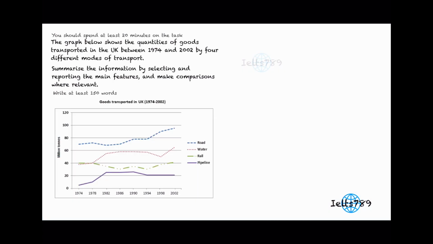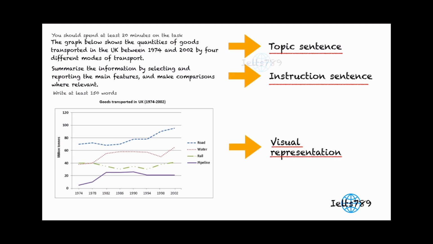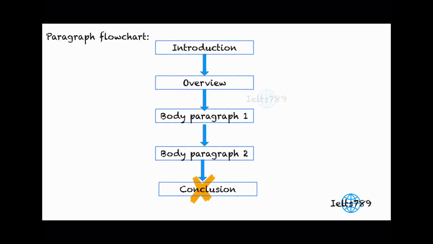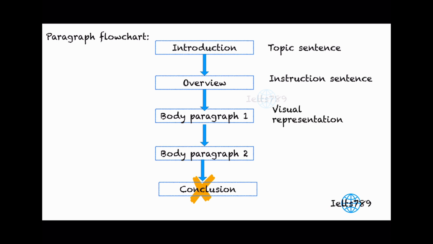Here's a task from Cambridge IELTS Book 8. Observe how I separated the task into 3 parts. Now, let's relate these to a flowchart plan. Putting the ideas together, the introduction is for the topic sentence. Development of the overview will be from the instruction sentence. Details for body paragraph 1 will be from the visual representation, and the same for body paragraph 2.